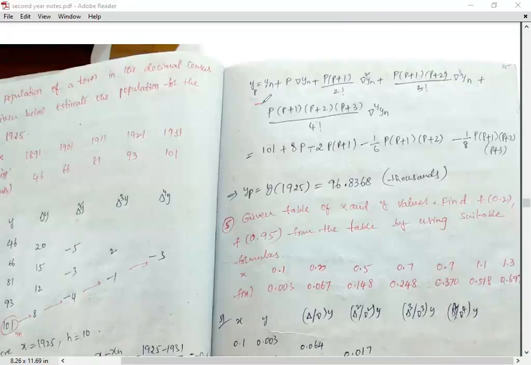By Newton's backward formula, y of x, that is y using the p value, is obtained as yn plus p del yn plus p into (p plus 1) by 2 factorial del square yn. We should consider this formula up to del power 4 yn. Now using all the values from the table and the p value, we can simplify the y p value, which is obtained as 96.8368 thousands. That means the population of the city in the year 1925 is equal to 96.8368 thousands. I hope you understood this well. Thank you.